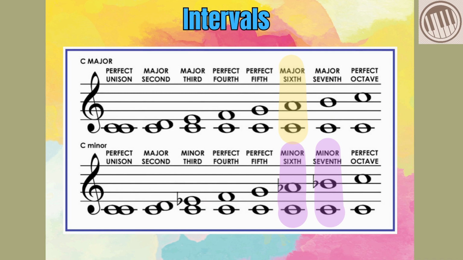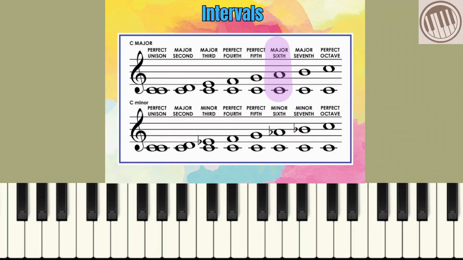So here's a major sixth from C to A. And your minor sixth from C to A flat. And your major seventh from C to B. And finally, your minor seventh from C to B flat.